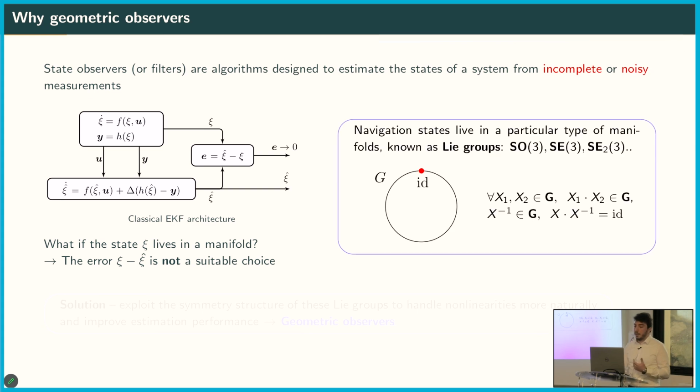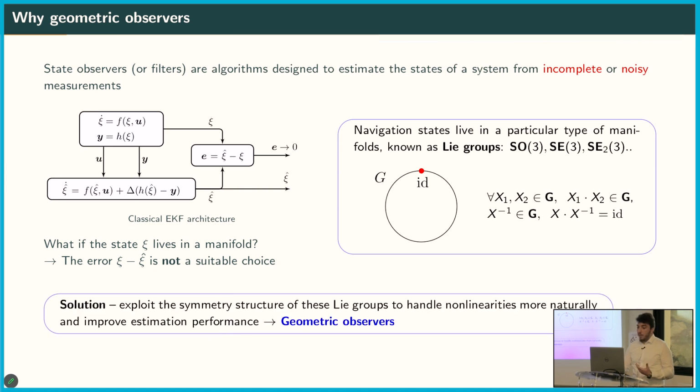Luckily, for problems in robotics and navigation in general, the states actually live in a specific type of manifold, which we call Lie groups. What we mean by a Lie group is that it's a manifold that also has additional structure. This structure is that, for example, we can multiply elements in this group in order to generate new elements, and we can also invert elements. And if we multiply an element by its inverse, we get the identity element, which is the central element in the group. So geometric observers means that we can exploit the structure of these Lie groups in order to handle the nonlinearities of these problems and to improve the estimation performance of our observers.